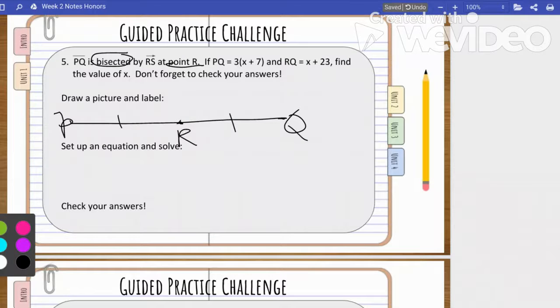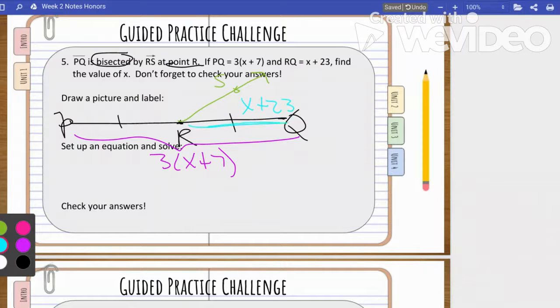Okay, ray RS has to be drawn in here. So ray RS starts at R. It can go any way as long as it goes towards S. So on this picture, we know P to Q is 3 times x plus 7. We know R to Q is x plus 23.